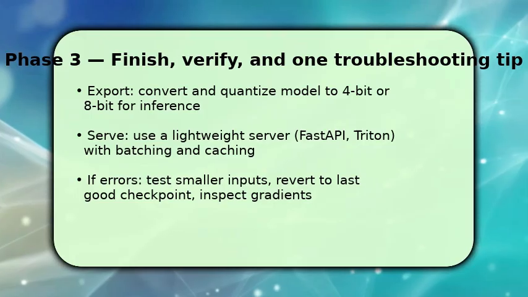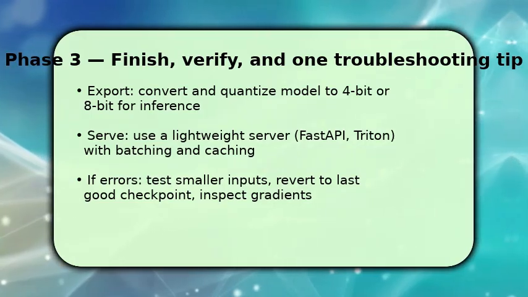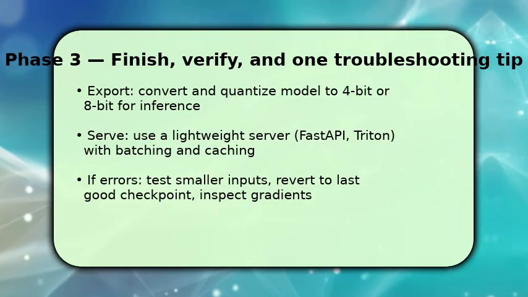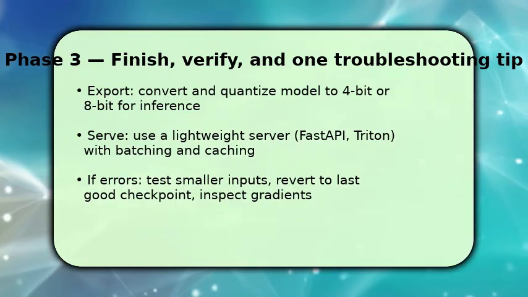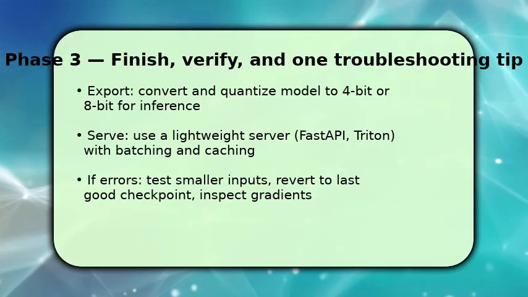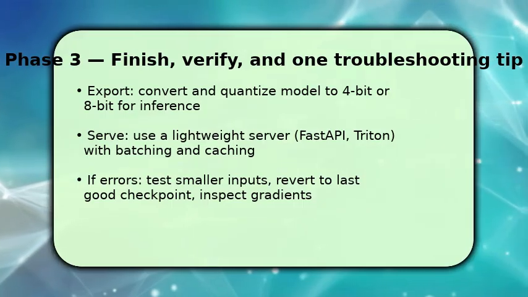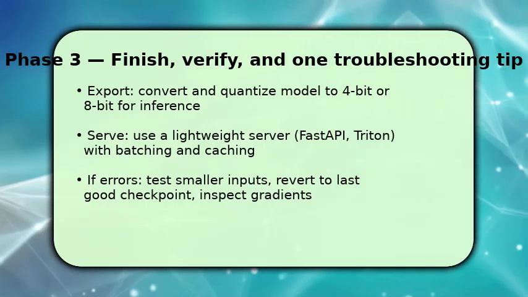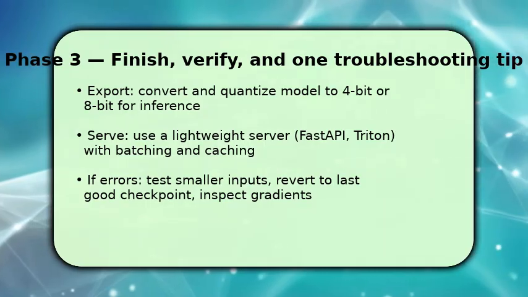Next, deploy with a lightweight server like FastAPI or Triton, enable batching and response caching, and add health checks. If something goes wrong, test with smaller inputs first, revert to the last known good checkpoint, and inspect gradients or loss curves to pinpoint divergence.